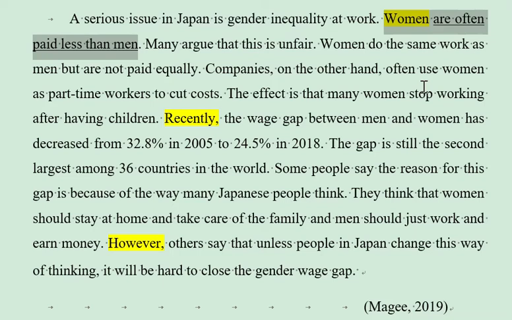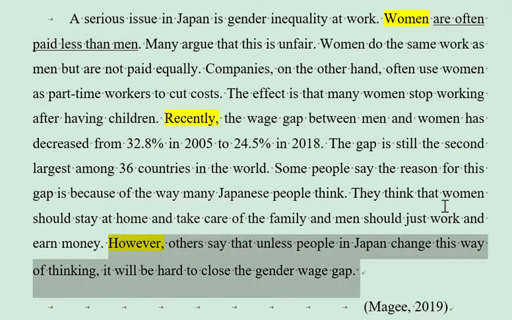So women are often paid less than men, and the writer at the end maybe wants to make a comment that unless people in Japan change their way of thinking, it's going to be hard to close this gap between how much men and women are paid. We'll look at concluding sentences a bit more again in a future video. That's all for this video. A very brief overview of the structure of a paragraph.